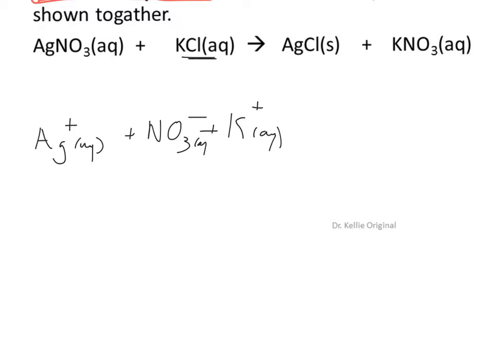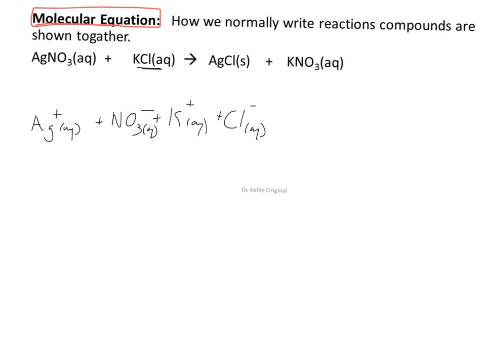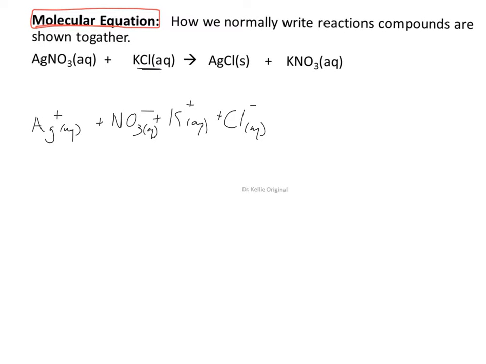Instead, and this little squiggle here is AQ in parentheses, what we'd see is the silver ion and the nitrate ion. We'd see the potassium ion and the chloride ion separated. Let me clean things up here a little bit for you. So that's what we'd actually have on the reactant side. Physically, if we looked inside our water, we'd have a bunch of silver ions floating around, a bunch of nitrate ions, a bunch of potassium ions, and a bunch of chloride ions floating around.